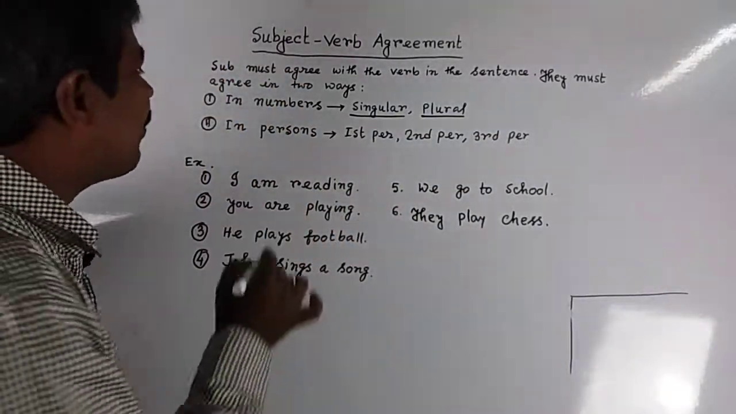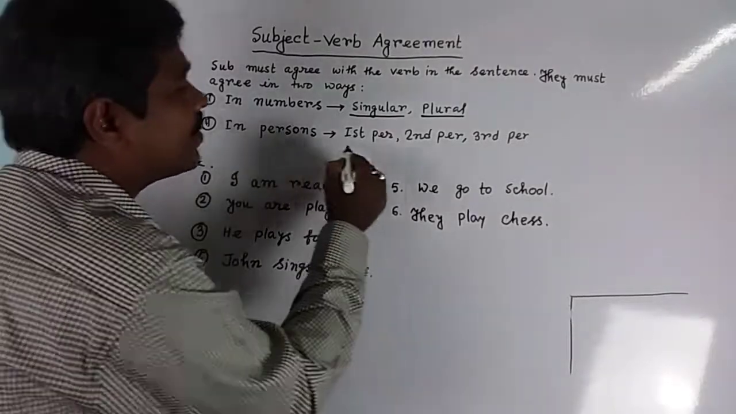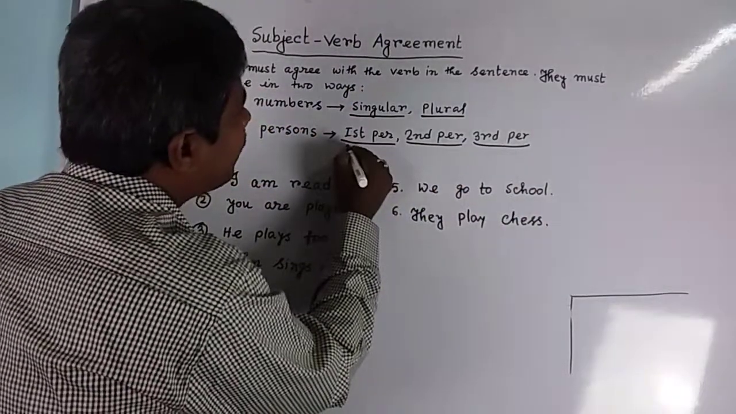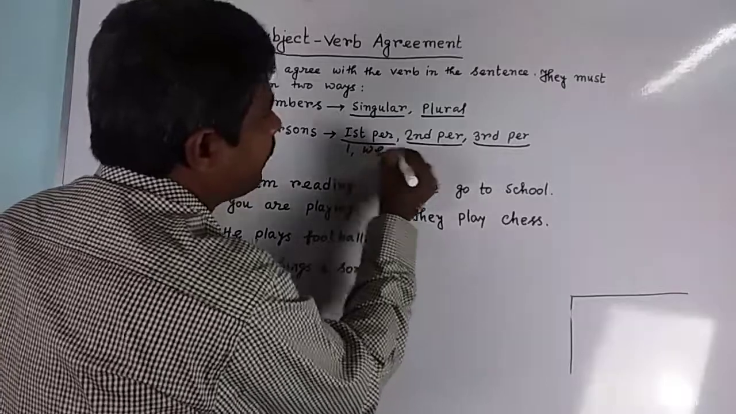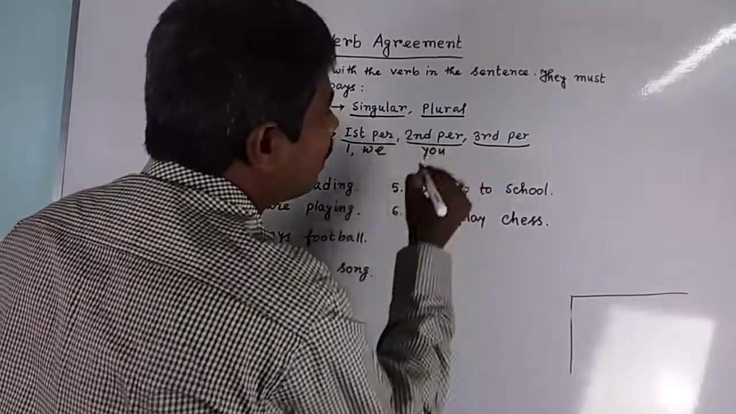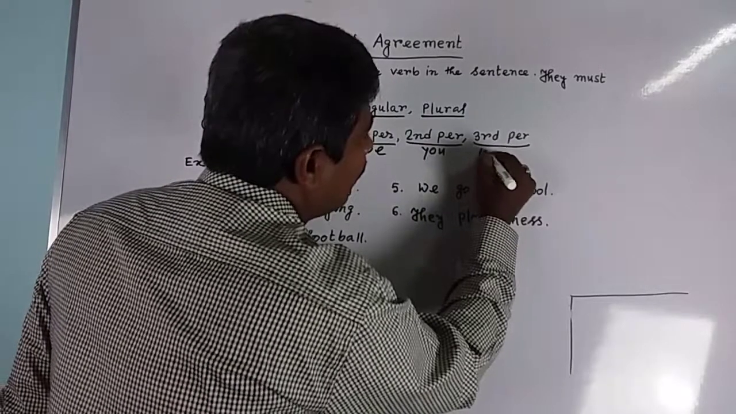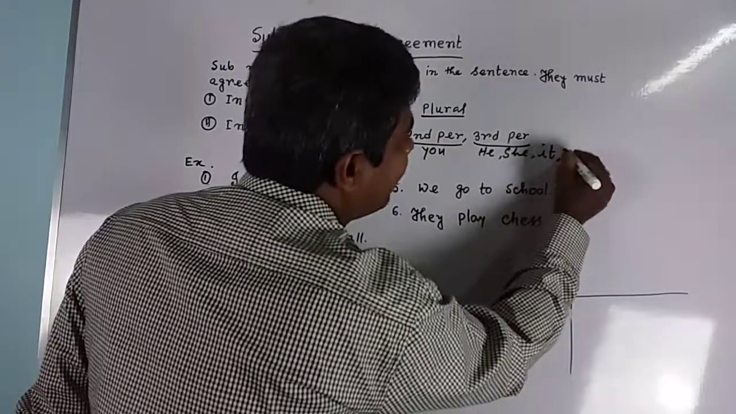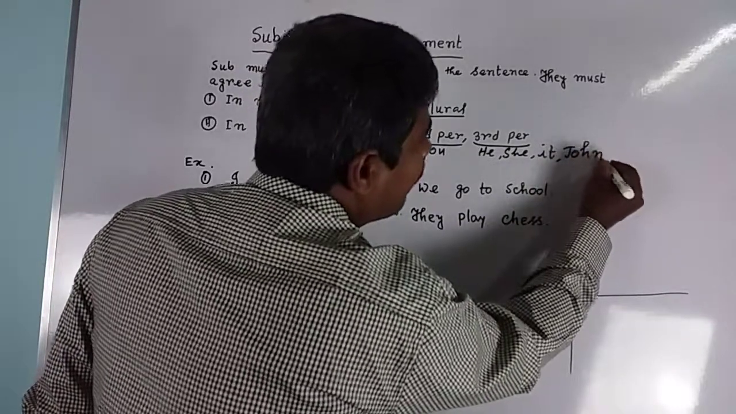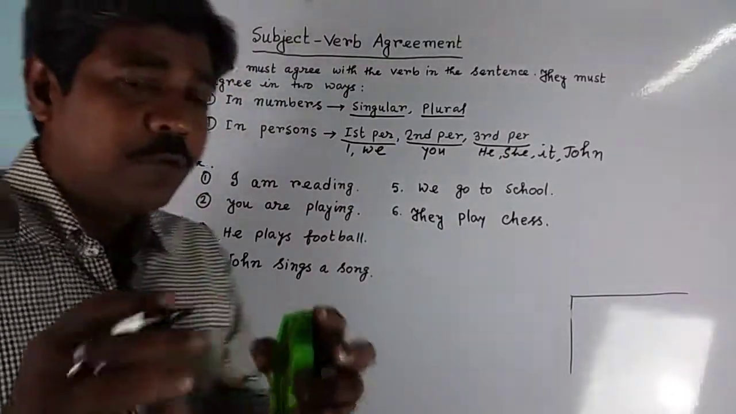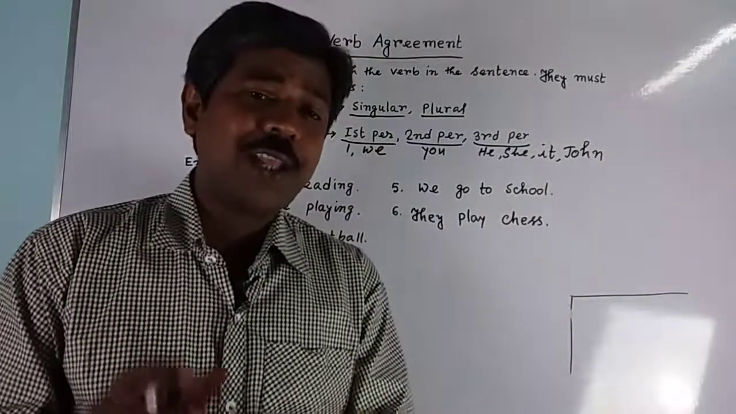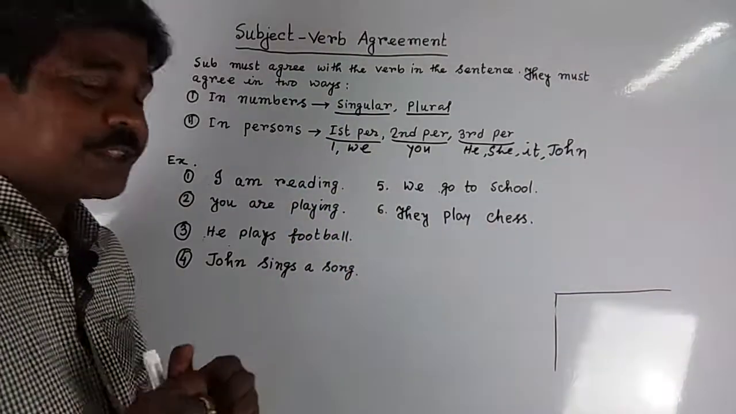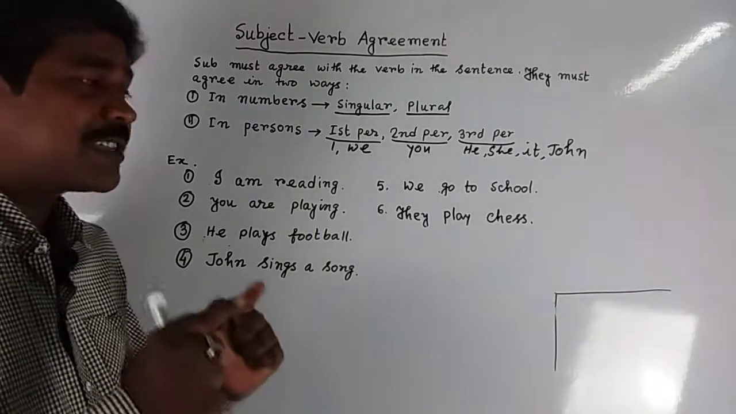And also we have to think about the person. So there are 3 types of person: first person, second person and third person. First person singular is I and plural is we. Second person, singular and plural both, is you, and third person is he, she, it, or any names. So all these are third person. Whenever we try to arrange the subject and verb, we have to think about these 2 parts. So friends, you can see I have written here some examples.